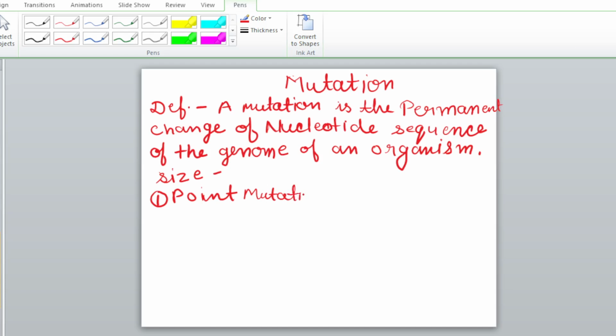What is point mutation? It is a change in one or two nucleotides. If there is a change in any one, two or three nucleotides, it can't be seen normally, but it can be detected under the microscope. That is known as point mutation. Point mutation is basically of two types: the first is transition and the second is transversion.